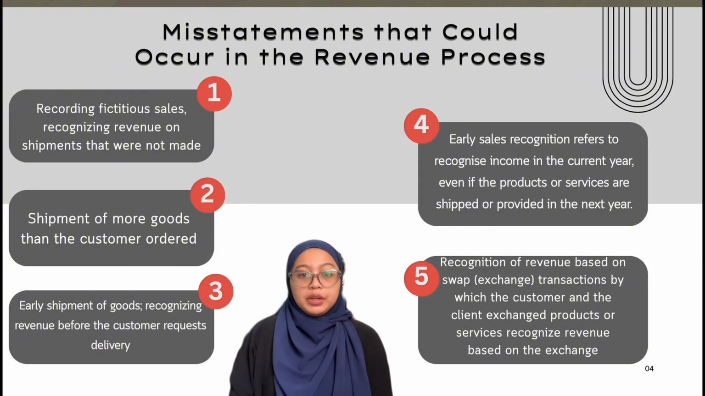First, we have recording fictitious sales, recognizing revenue on shipments that were not made. Second, shipment of more goods than the customer ordered. Third, early shipment of goods, recognizing revenue before the customer requests delivery. Fourth, early sales recognition, which refers to recognizing income in the current year even if the product or services are shipped or provided in the next year.